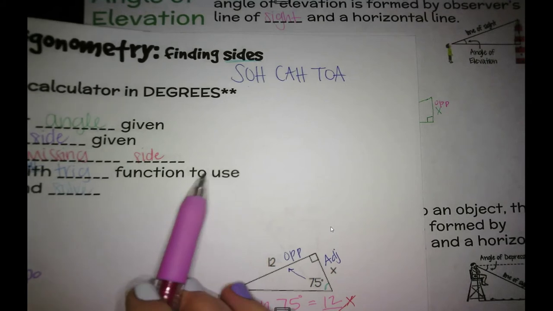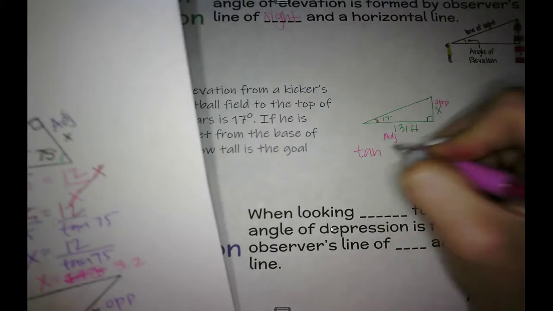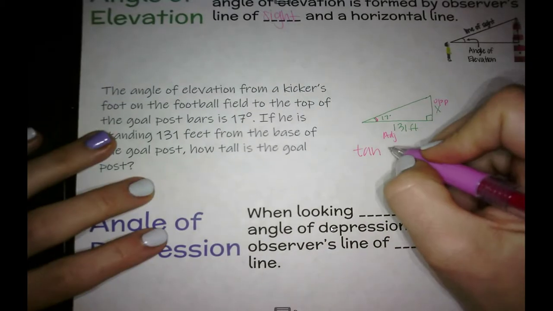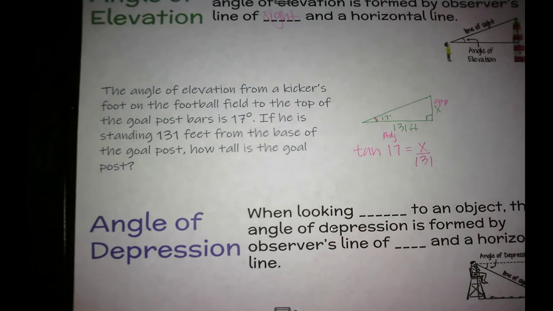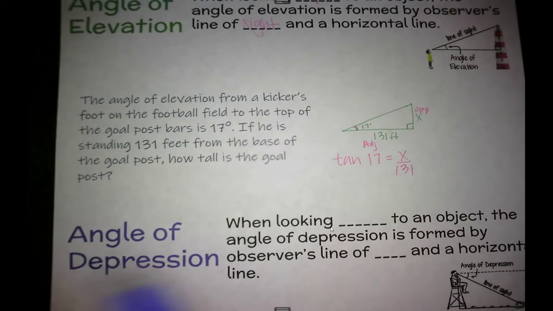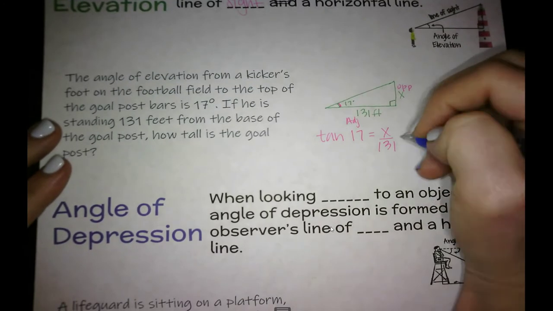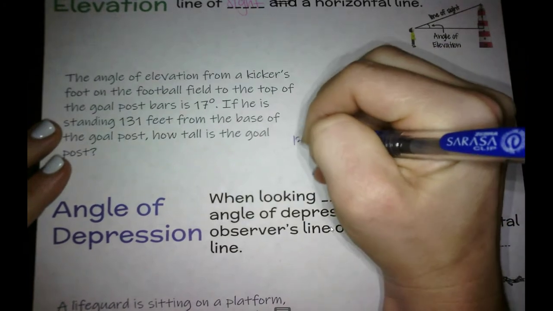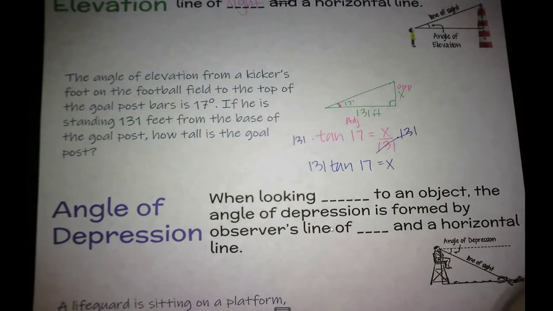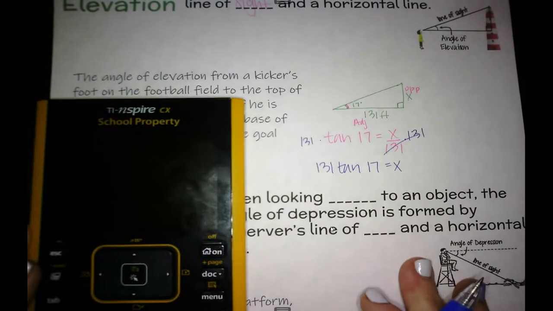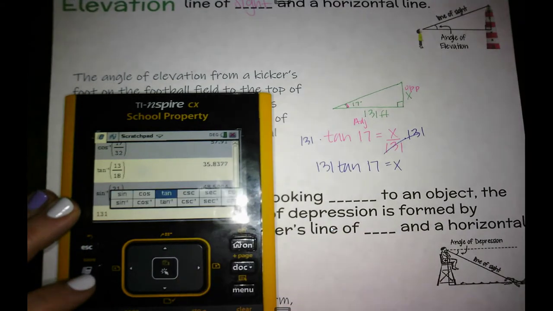Decide which trig function to use. We've got opposite and adjacent, tangent. And then finally set up and solve. So tangent of 17 equals opposite over adjacent. Okay, now we're going to solve it just like we were. We're going to get x by itself, and then we'll plug into the calculator. It's being divided by 131, so I multiply by 131. 131 times tangent of 17 equals x. Again, remember to have your calculator in degrees, and then you can plug it in.